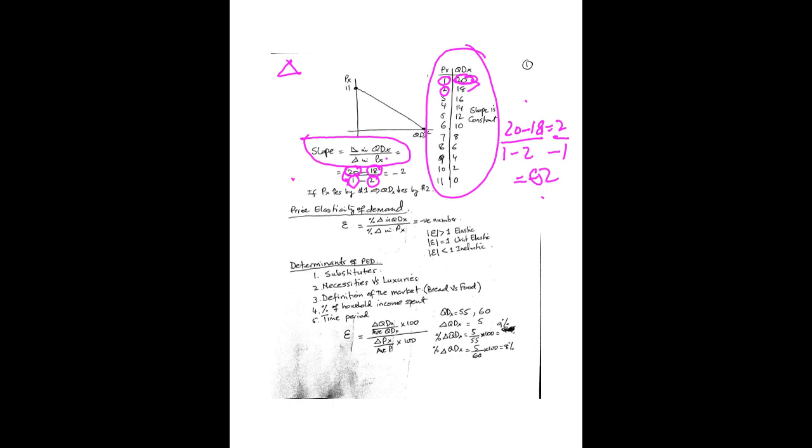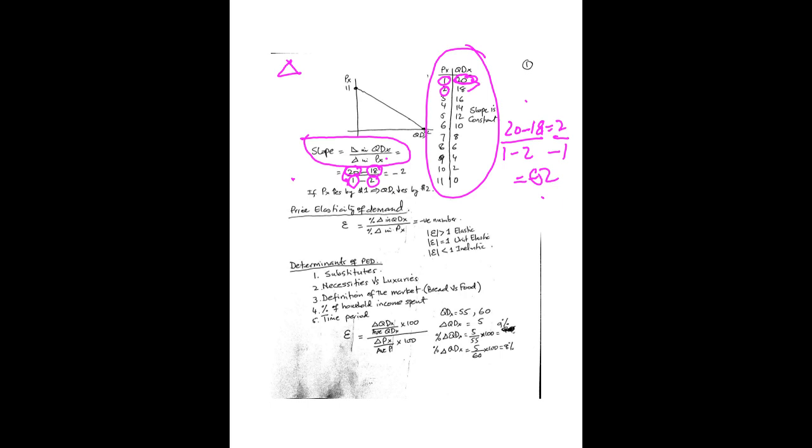But I'm not calculating price elasticity of demand. I'm just calculating slope, and slope will always be negative. Always. Why? Because I can see this is a negatively sloped line. That is, these two variables are inversely related. So one thing I know is that the slope of this demand schedule is minus 2.